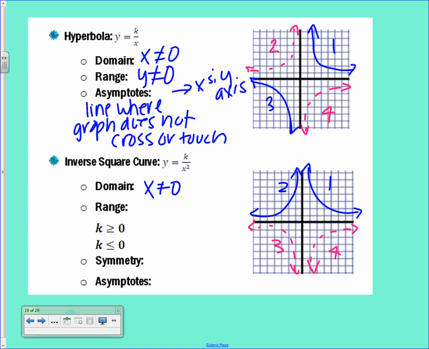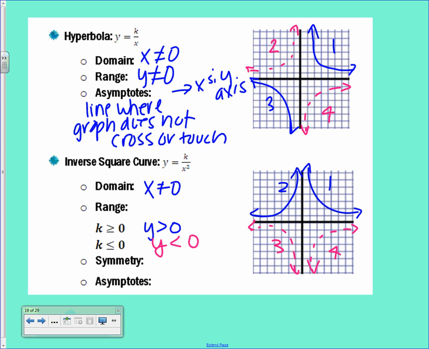The only difference is that our range is a little bit different. If you look at that blue graph, it's only above 0. So now the blue graph, or the positive graph, is above 0, and then the negative graph, which is in quadrants 3 or 4, is below 0.